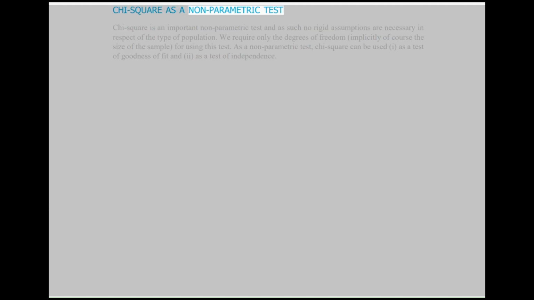Chi-square as a non-parametric test. Chi-square is an important non-parametric test, and as such no rigid assumptions are necessary in respect of the type of population. We require only the degrees of freedom, implicitly of course the size of the sample, for using this test. As a non-parametric test, chi-square can be used 1. as a test of goodness of fit and 2. as a test of independence.